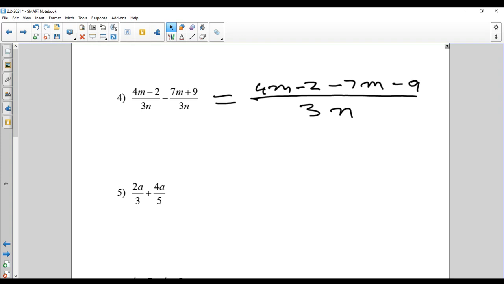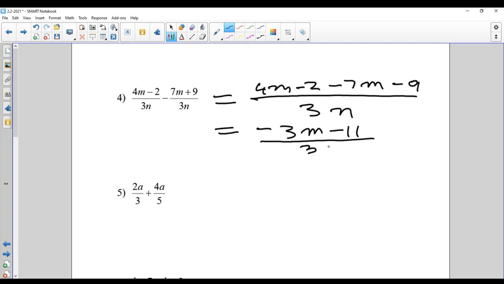But of course, we should simplify this for what can be simplified. So 4m minus 7m is minus 3m. That's m on top, right? Oh, that's a terrible looking m. Hold on. Somebody's going to complain about that in a little while. That's more like an m. So that's minus 3m. And then minus 2 minus 9 is minus 11. That's all over 3n. I'm trying to make my n's look more like n's and not m's.